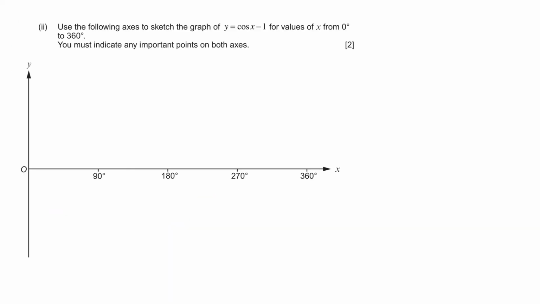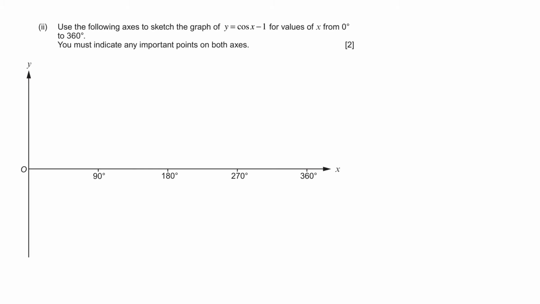Okay, so here we've got the next part of the question. It says use the following axes to sketch the graph of y equals cos x minus 1 for values of x from 0 degrees to 360 degrees. You must indicate any important points on both axes.